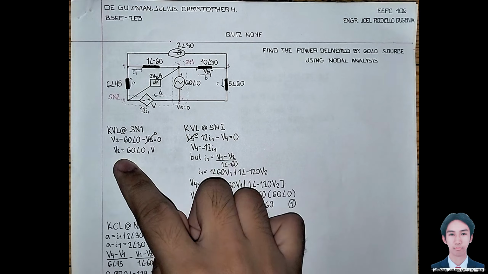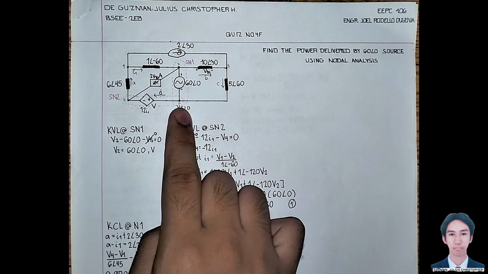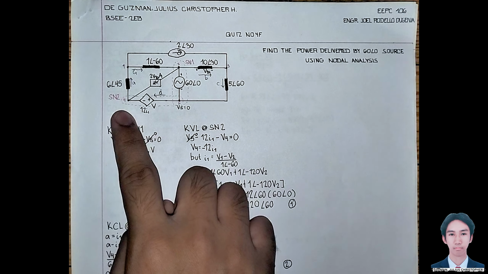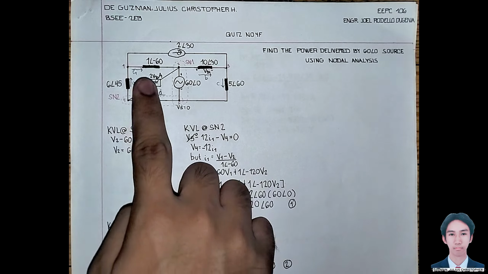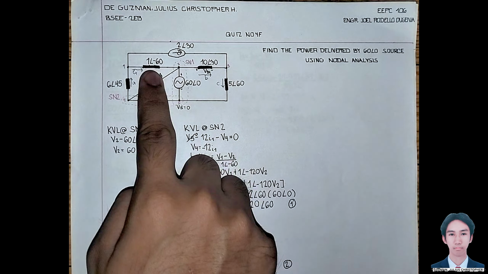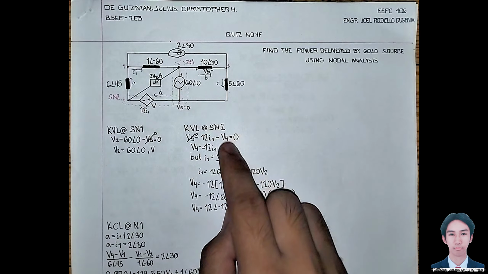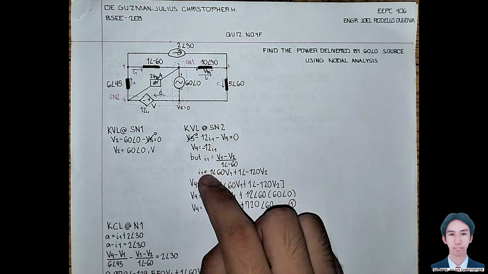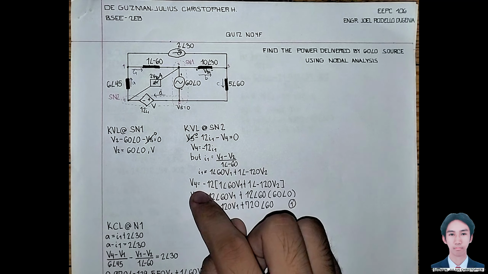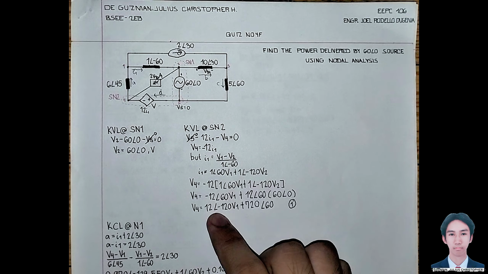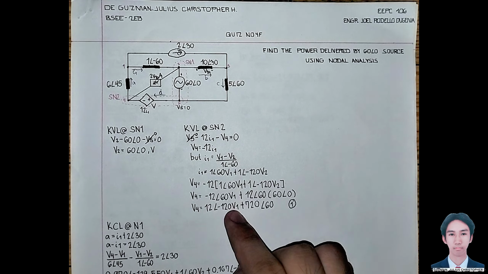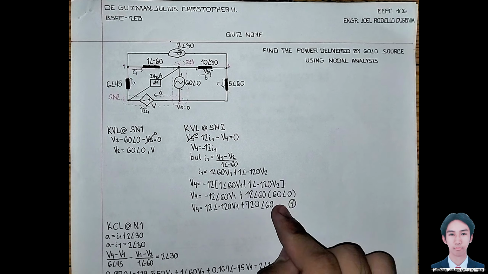Now let's have KVL at supernode 2. V5 minus 12 I1 minus V4 is equal to 0. But as you noticed, I1 is equal to V1 minus V2 all over the impedance 1∠-60°. That's why our new equation now is negative 12 of I1, and our V4 is now equal to 12∠-120° V1 plus 720∠60°. That is our first equation.